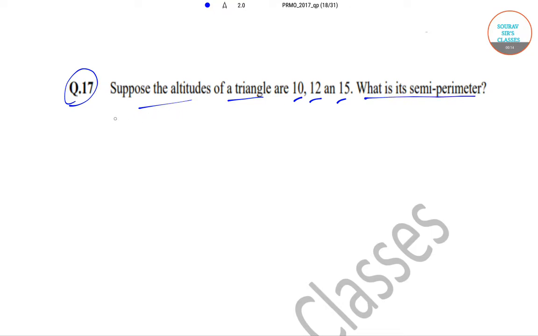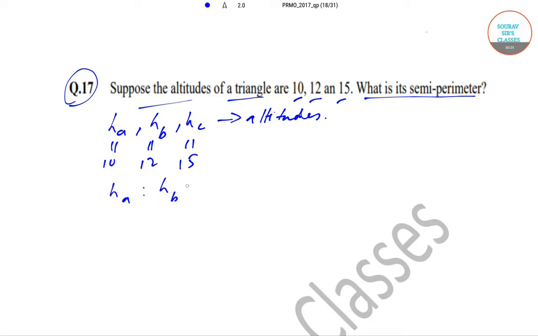So let us take the altitudes to be HA, HB and HC. So these are the altitudes. We have been given that HA is equal to 10, HB is equal to 12 and HC is equal to 15. Therefore we can write that HA : HB : HC is equal to 10 : 12 : 15. Okay, so this is what we have got.